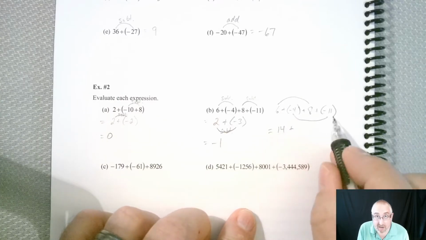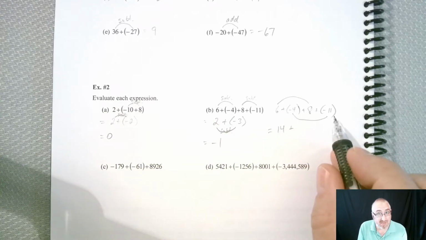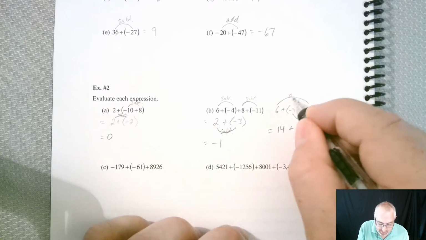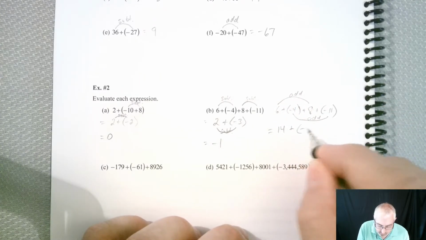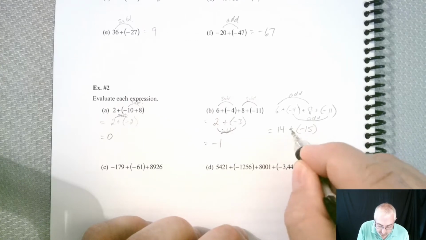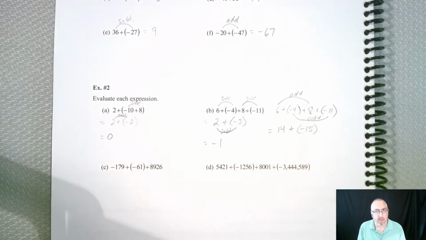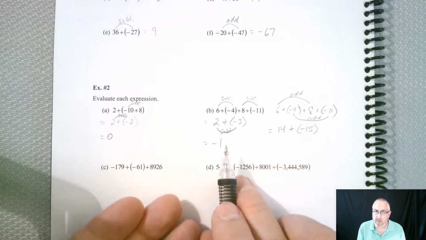Negative 4 and negative 11. So again, they have the same sign, so we got to add. So add and add. So you should have gotten negative 15 when you added those. All right, so definitely different than the previous.